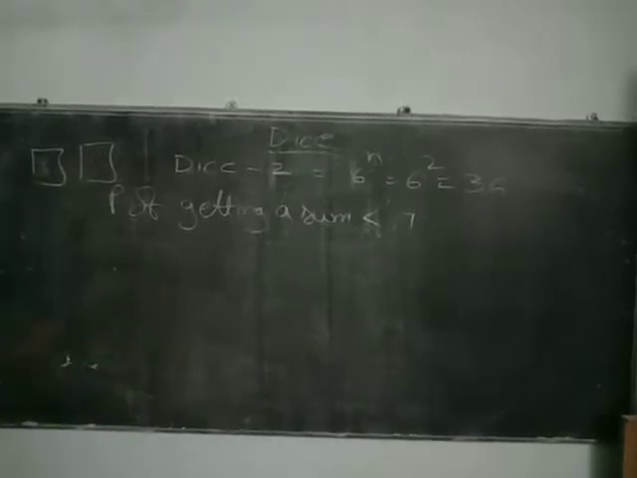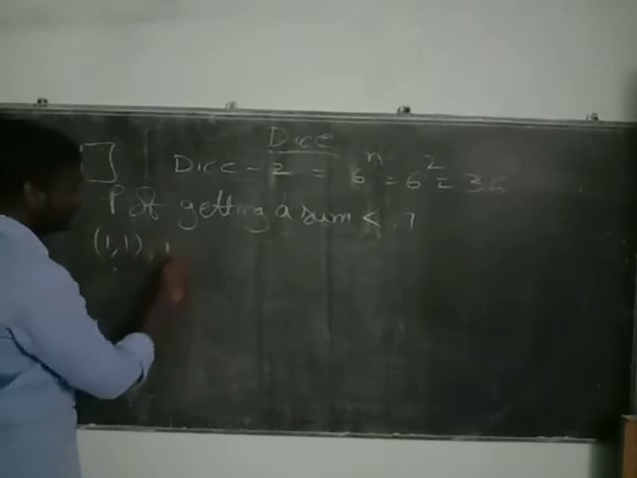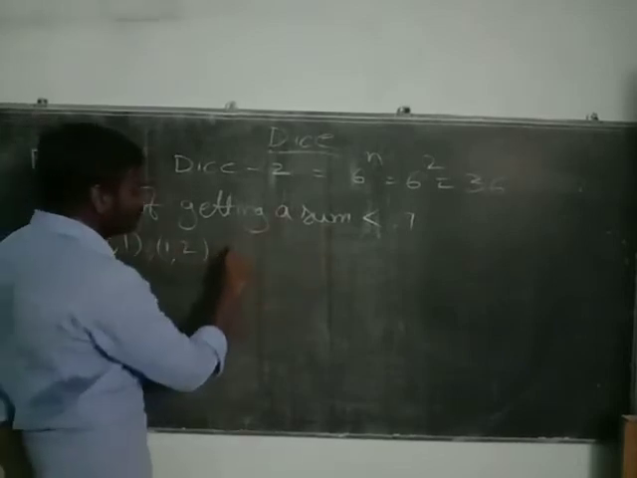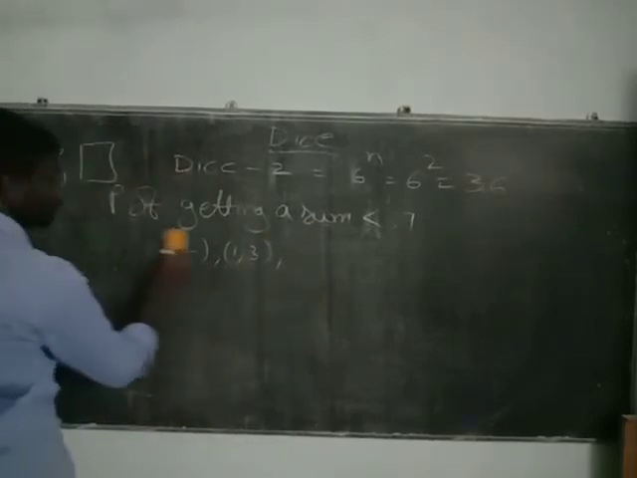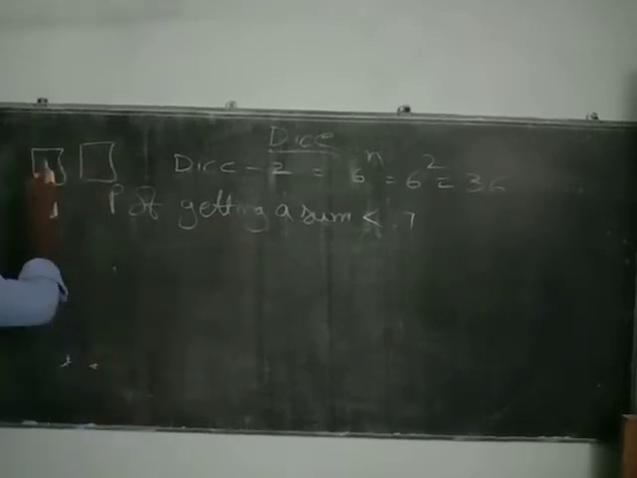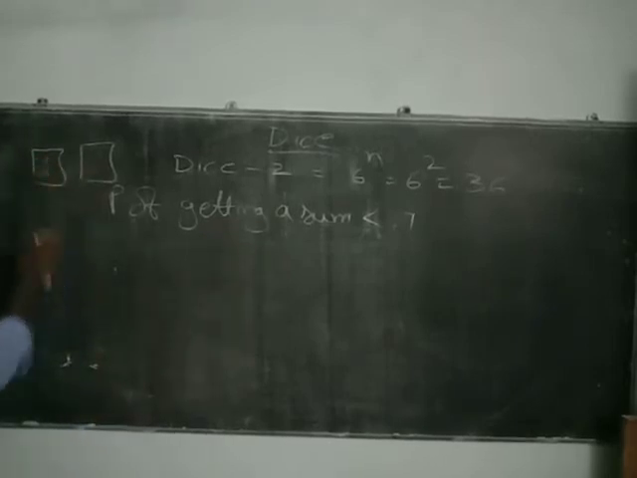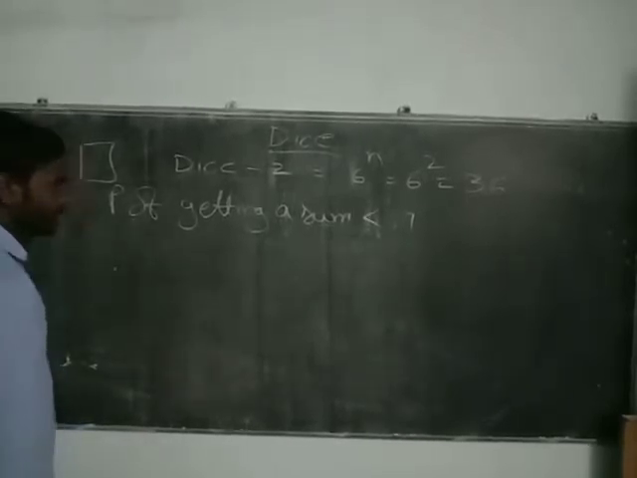Next one. So I can take 1 here. So let me check. 1 comma 1, 1 comma 2, less than 7. So 1 comma 3. So the probability of getting a sum which is less than 7.